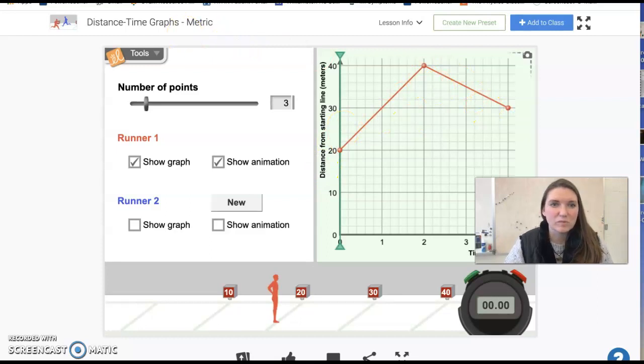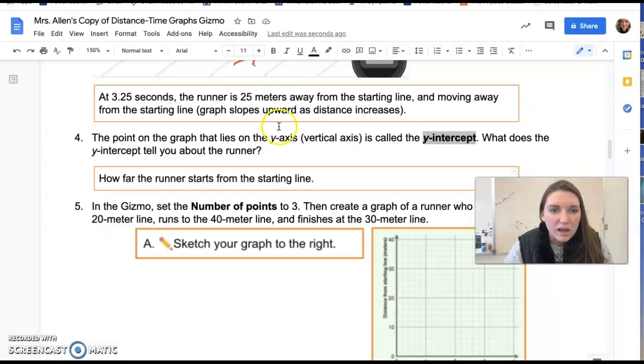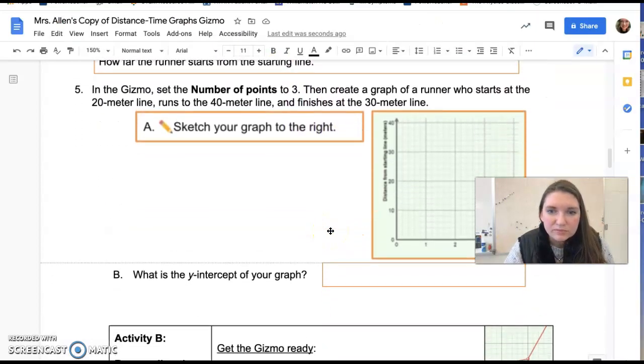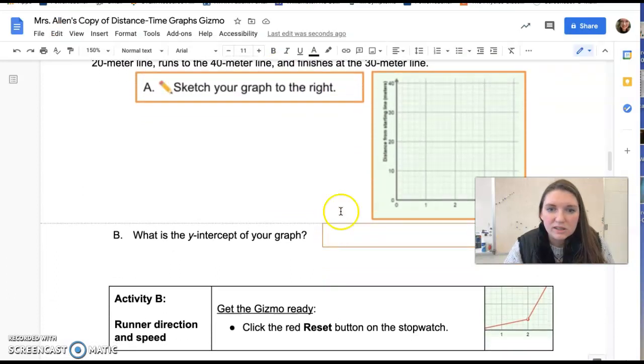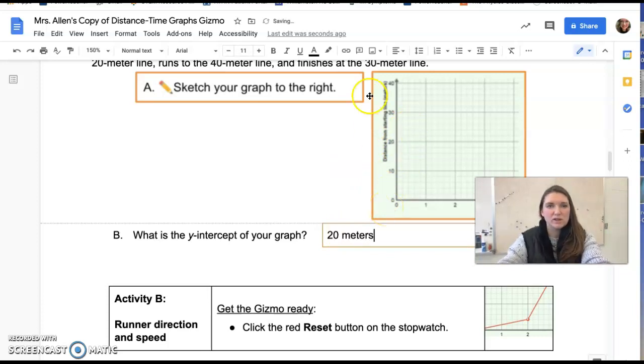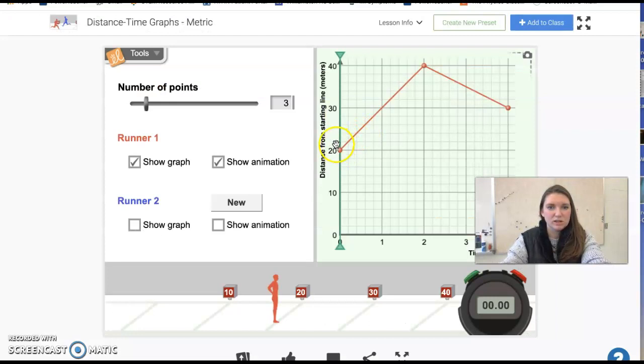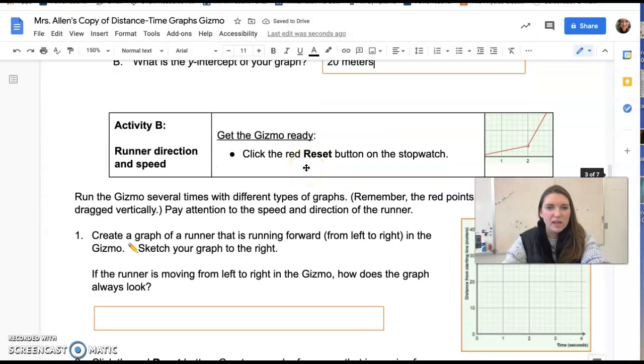Distance versus time, okay? Okay, we're not going to worry about sketching that because you can see what's there. So what is the y-intercept of your graph? So the place where that line intercepts the y-axis is 20 meters. See, 20 meters.